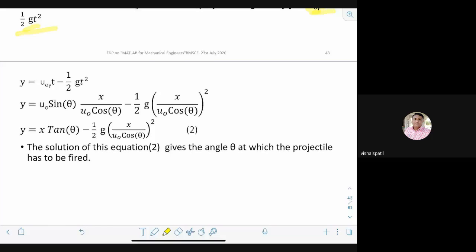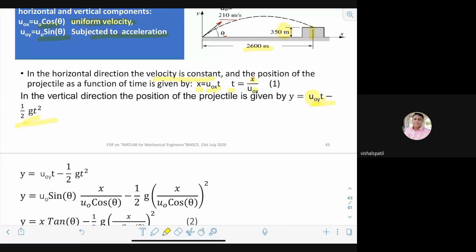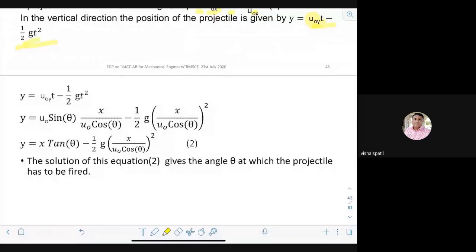Now you replace the time that you have got from equation 1 as x by u0x. u0x means u0 cos theta. So we are making this equation in terms of theta, and we have eliminated time taken here. By simplification, u0 will cancel out. You have this as x tan theta minus half g into x divided by u0 cos theta, whole square. If you solve this equation using the solve command used in symbolic maths, you can solve for theta and find out the angle.